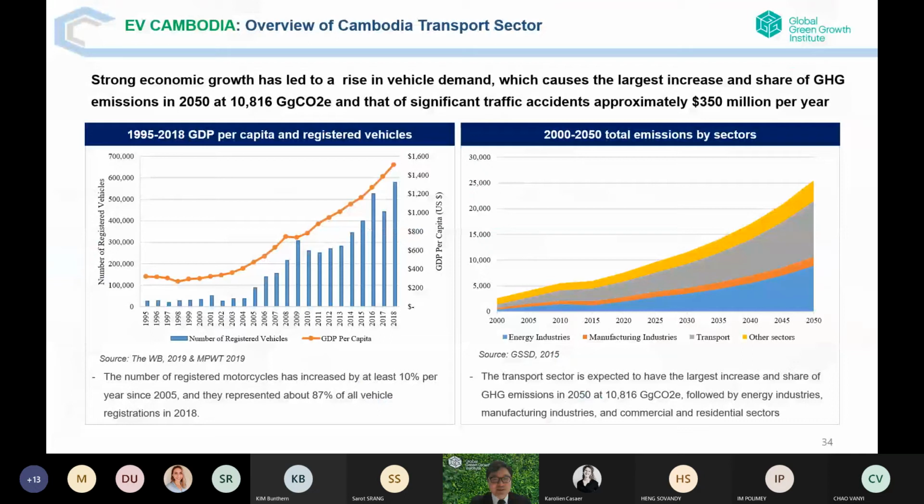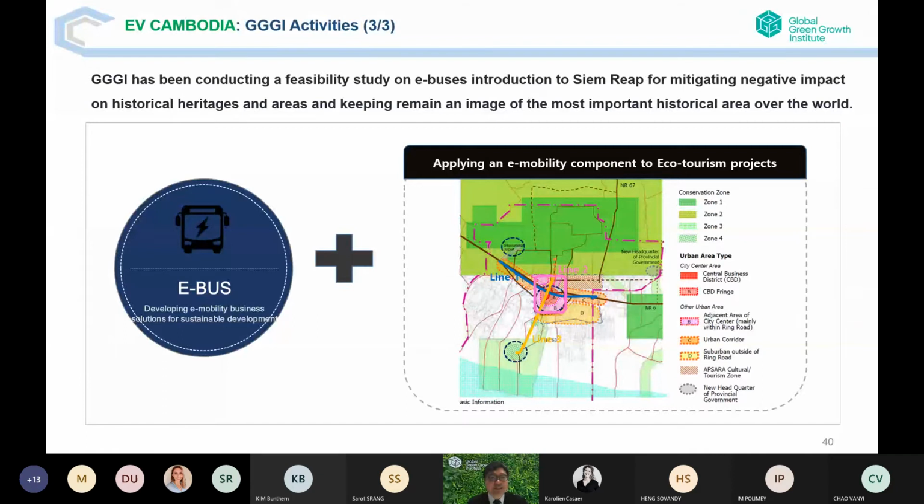So, and also we are supporting the CMNIT, the city, to protect the World Heritage Area. And so we are conducting the feasibility study. Based on our feasibility study, we will suggest how to improve the transport sector and introduce electric mobility. And so I'd like to suggest three components for Cambodia.